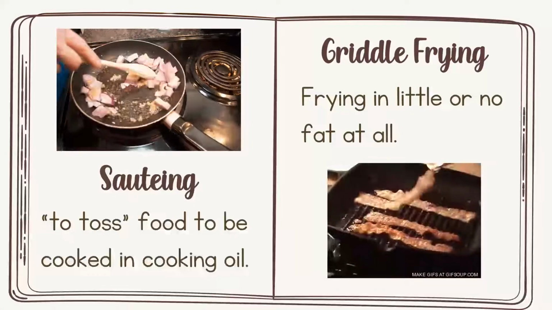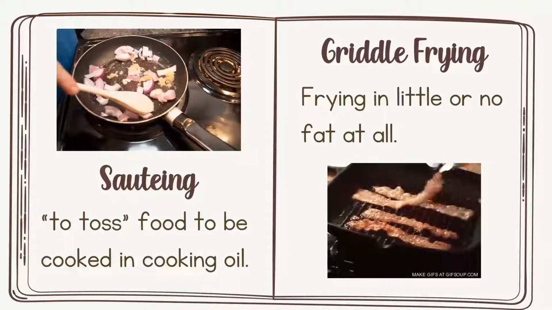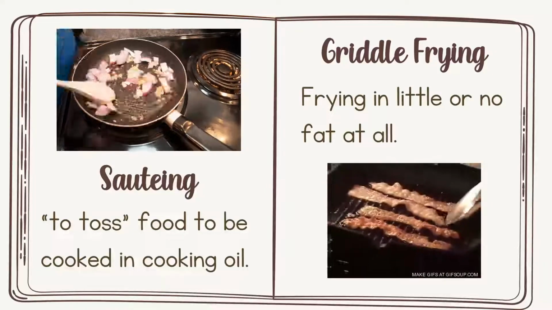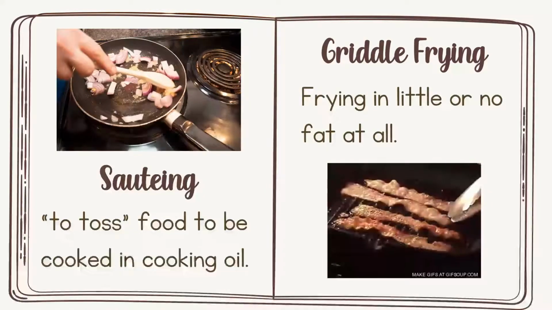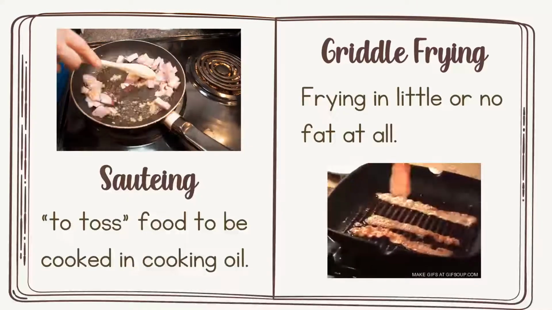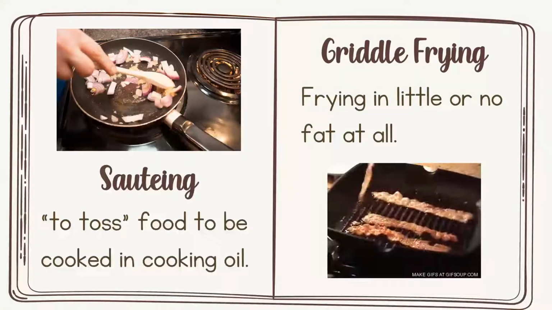Next, we have sautéing, a French term meaning to toss. So you have to toss the food to be cooked in cooking oil. Next, we have griddle frying or dry frying that requires little or no fat at all. The way we cook our bacon is in griddle frying.